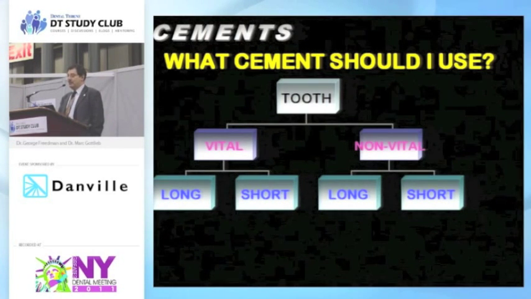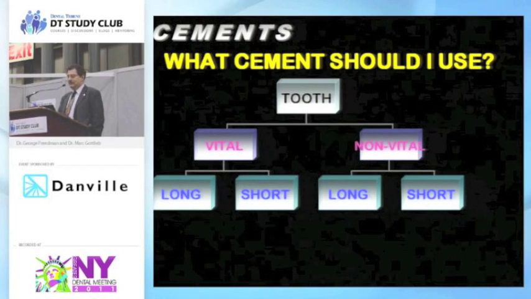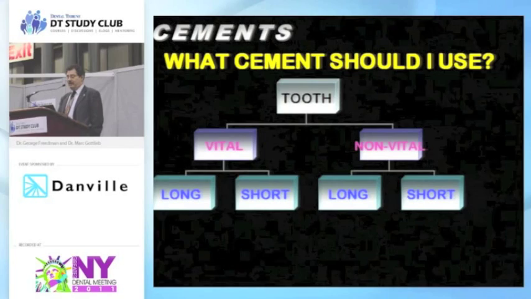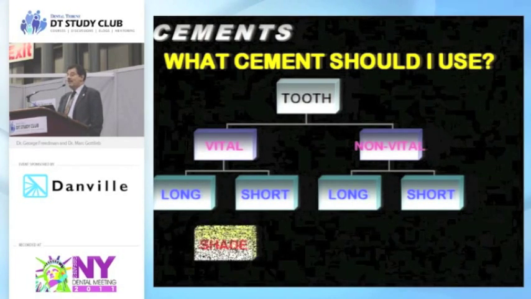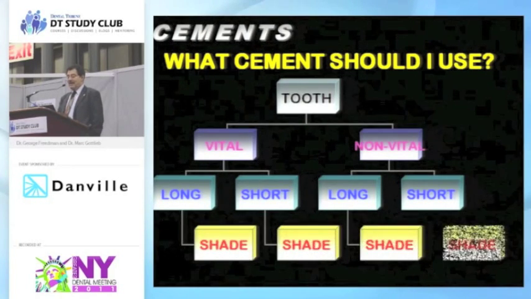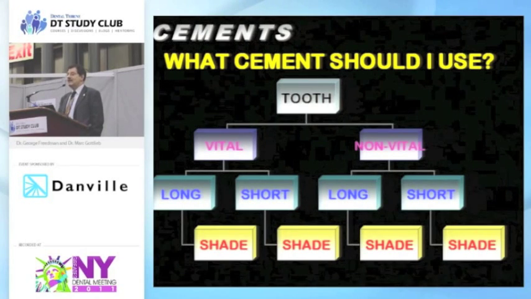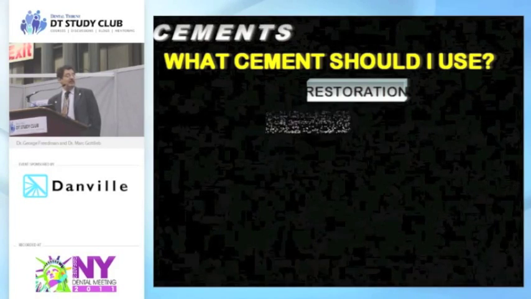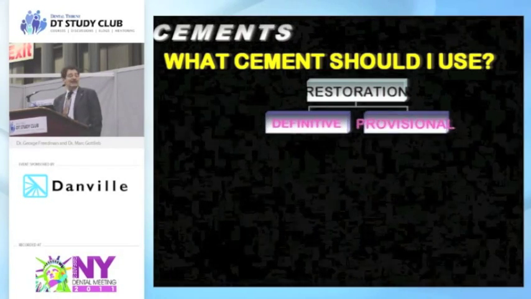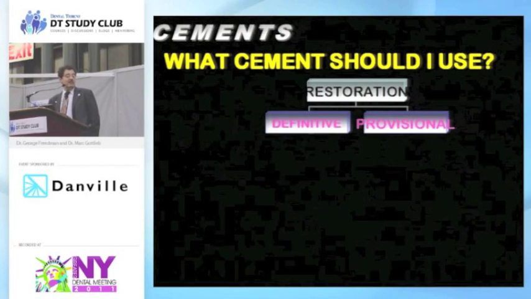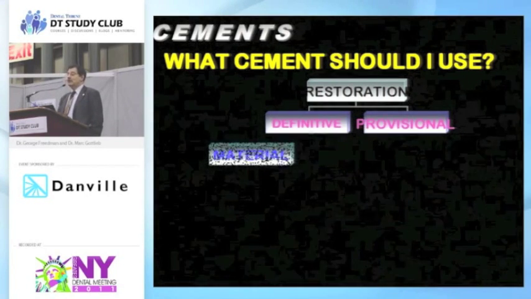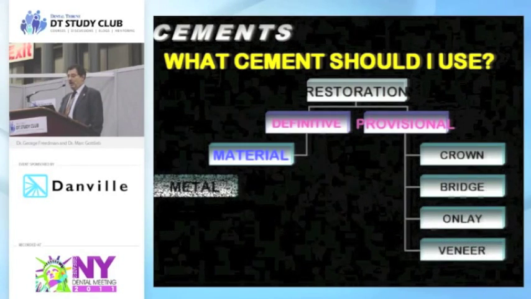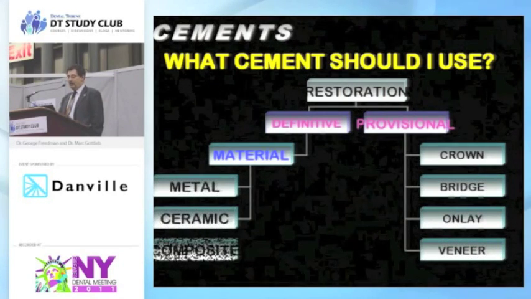Now, it also depends on the restoration, and there are provisional restorations, which we're not going to discuss here, but definitive restorations, of course, are made of different materials, and these materials will dictate the type of cementation procedure you use. For example, if you use metal, you should be using tribochemical treatment. Ceramic, not a problem. Composite, not a problem. Alumina and zirconia, definitely use the tribochemical treatment as well to make sure that you maximize your bonding strength.